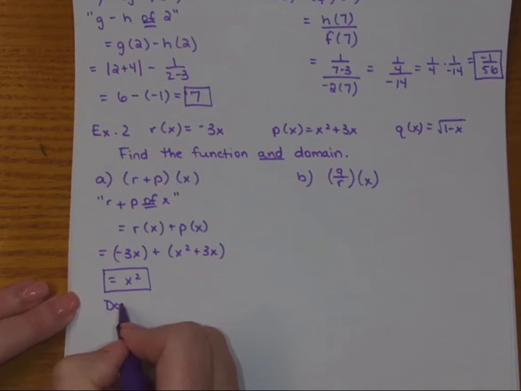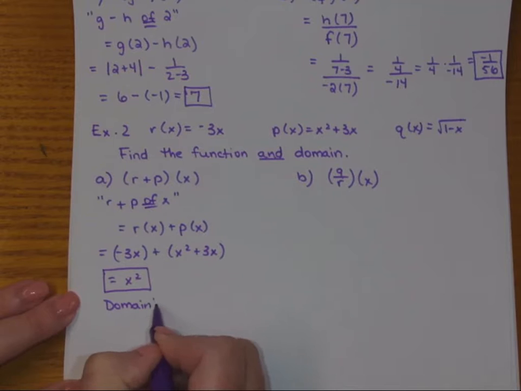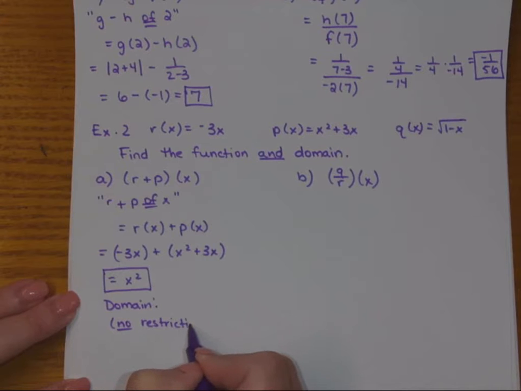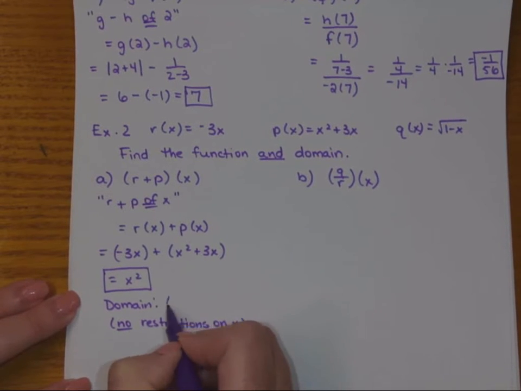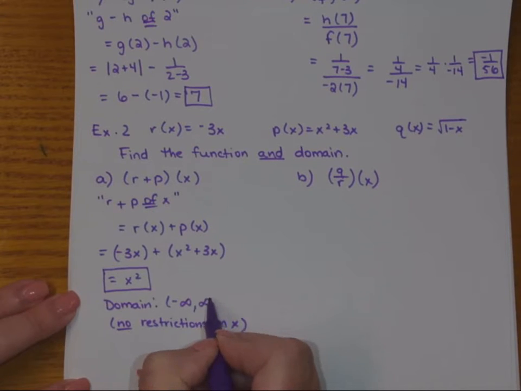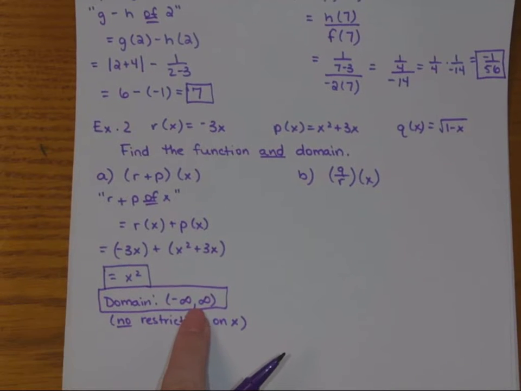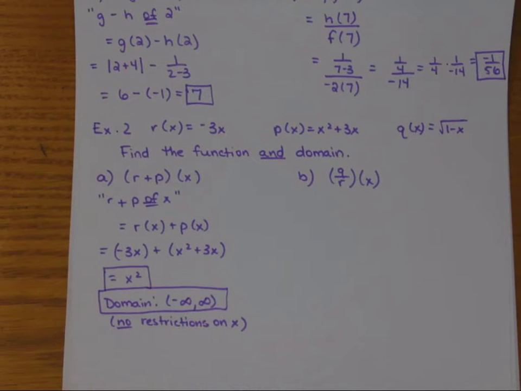And then if I'm asked to find the domain, remember, I'm looking for restrictions on x, and notice there are no restrictions on x. So if you can't find anything that x cannot be, then it just means the domain is going to be negative infinity to infinity. You're going to find that your domain is going to be negative infinity to infinity somewhat regularly. Okay, if there's no restrictions on x, then that's what it is.